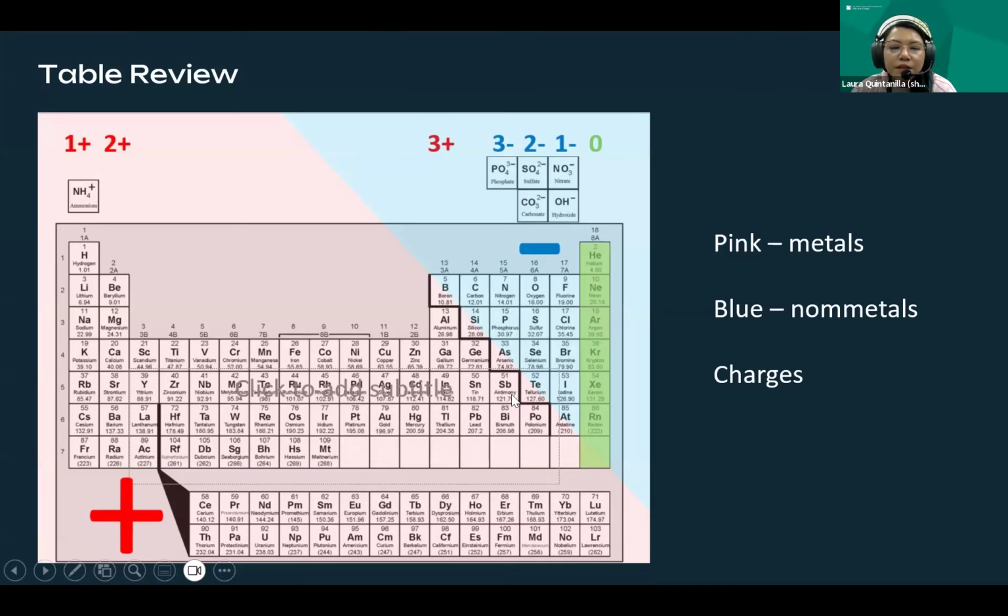Typically, down here, it kind of stops at this ladder, at the metalloids. So these charges are just for the blue area. And then here in the middle is the transition metals, and we'll talk a little bit more about that as well. Okay.